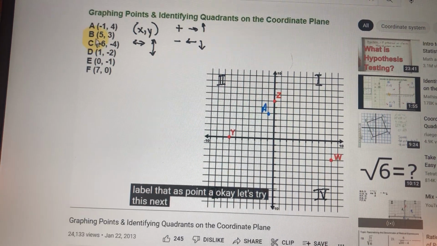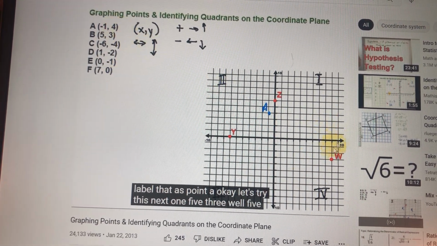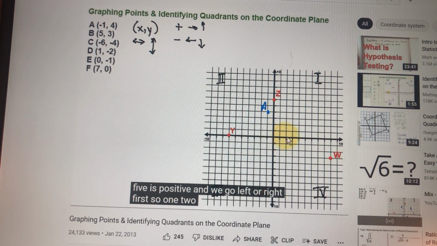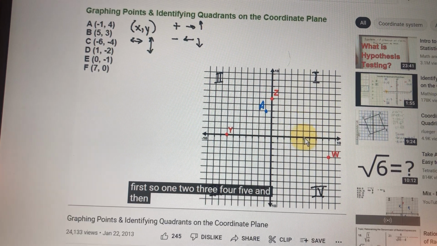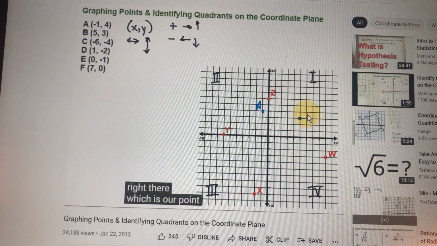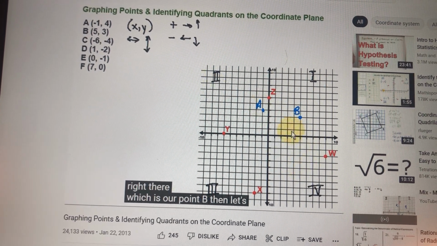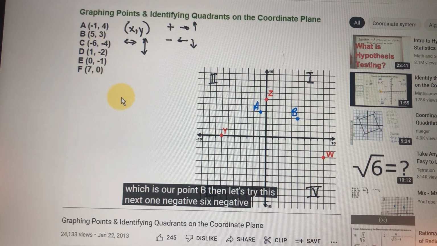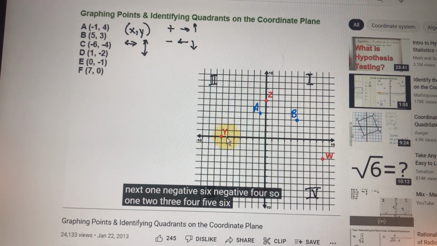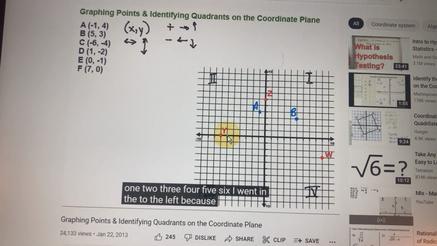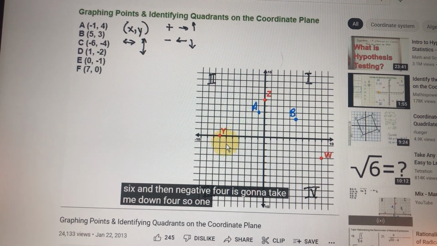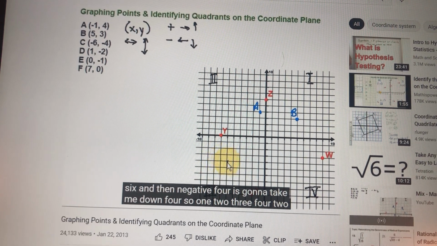Okay? Let's try this next one, 5, 3. Well, 5 is positive, and we go left or right first, so 1, 2, 3, 4, 5, and then we go up 3. 1, 2, 3, to be right there, which is our point B. Then, let's try this next one. -6, -4. So 1, 2, 3, 4, 5, 6. I went to the left because it's a -6, and then -4 is going to take me down 4. So 1, 2, 3, 4 to right there.